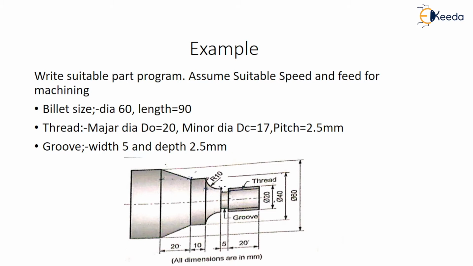Example: write a suitable part program. Assume suitable speed and feed for machining. Blank size is given: diameter 60, length 90, and thread size is given: major diameter D0 that is 20, minor diameter DC that is 70, and pitch is equal to 2.5 mm. Grooving dimensions are given, not diameter. For grooving, the width is given as 5 and depth is given as 2.5 mm.